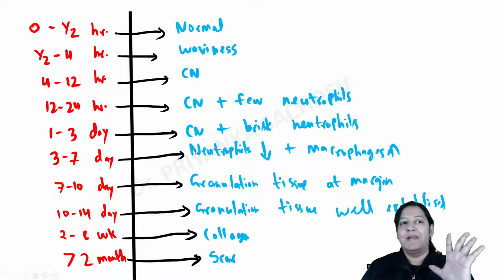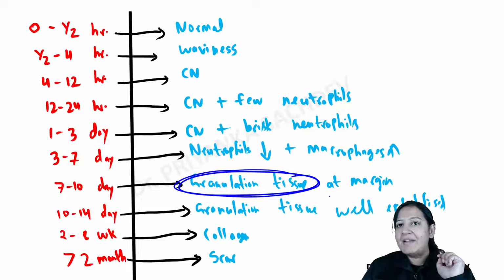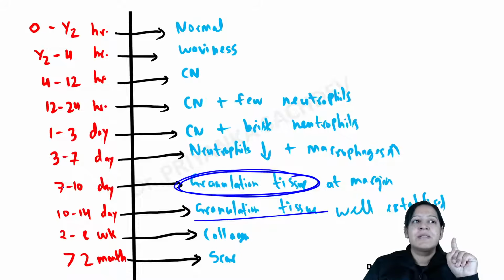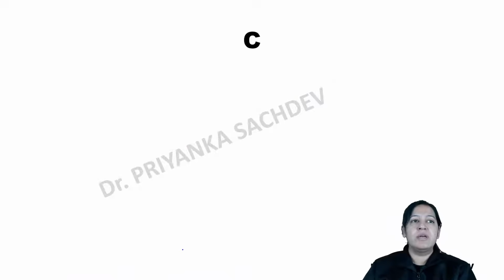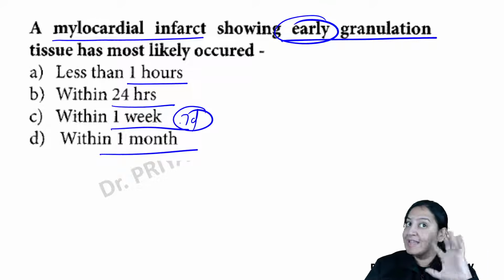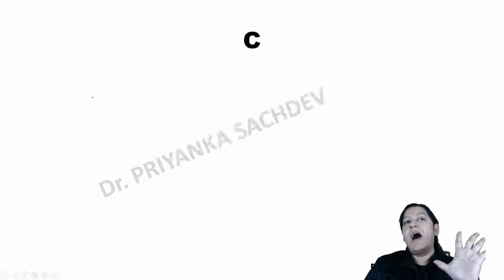So you know the table. The correct answer, granulation tissue first time. See here, early granulation tissue and then advanced. So early is asked in the question. It is coming at 7 to 10 days. So is 7 to 10 days there in your option? 7 to 10 days not there in the option, but 7 days exact is there. So the best answer here is C. So 7 to 10 days is the exact answer.